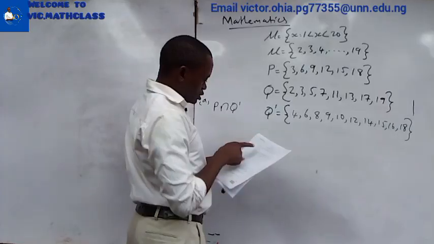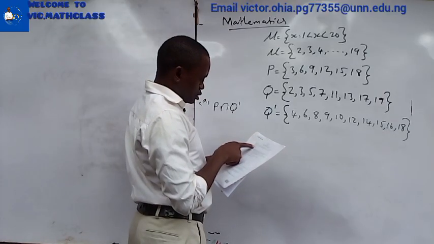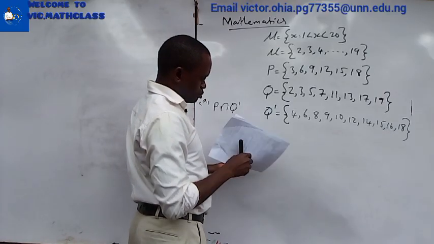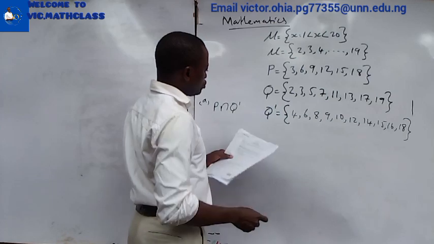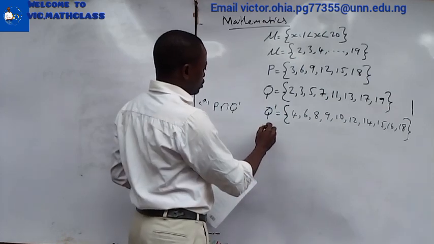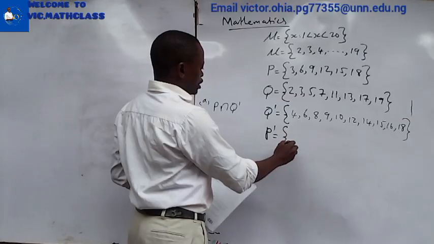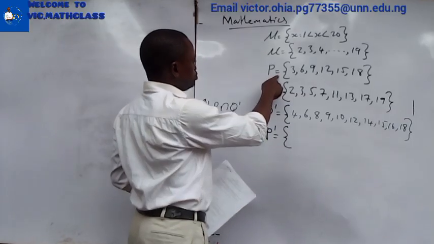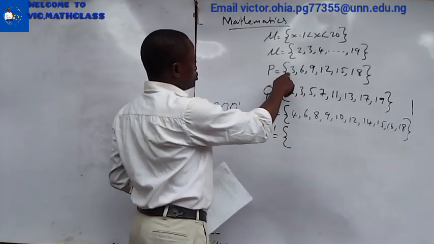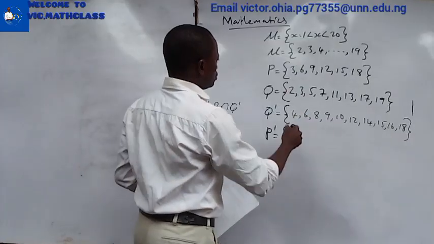And I'm also seeing that in the next question there is need for P prime, that's P complement. So let's at the same time get all the P complement. The P complement are elements that are in the universal set, but are not in P. So let's count through the universal set and check.